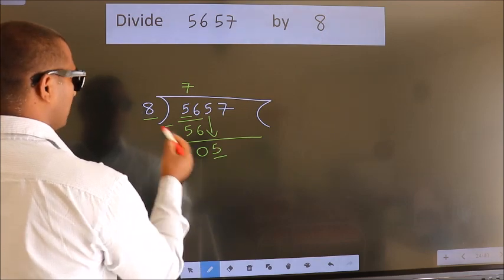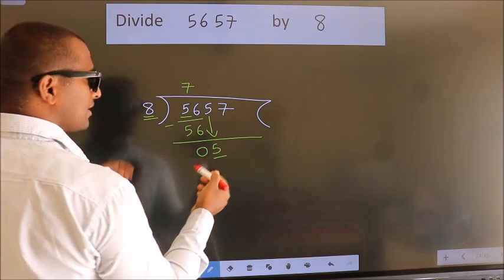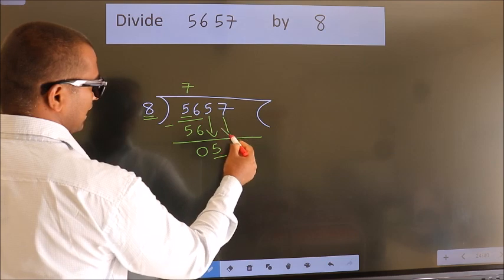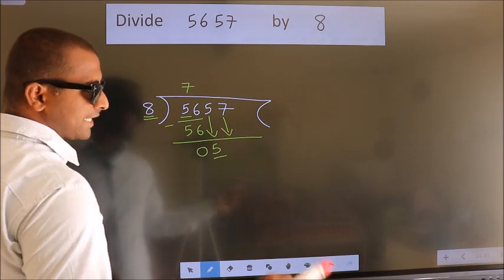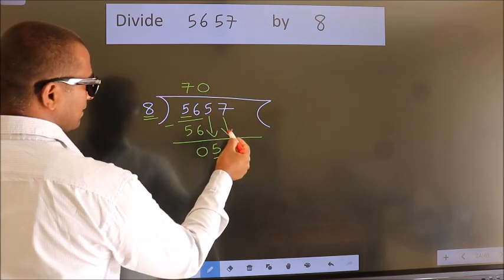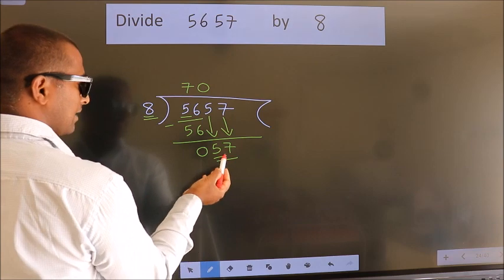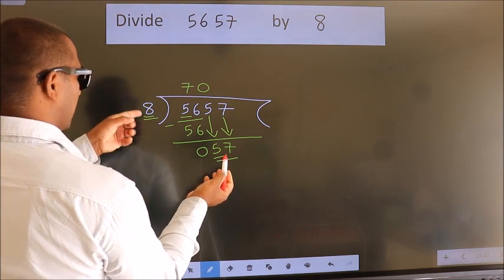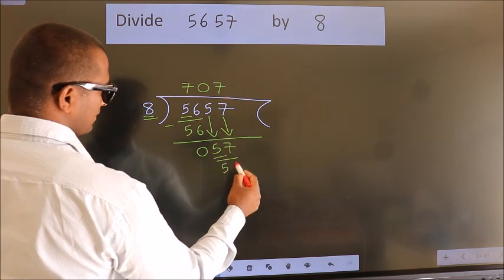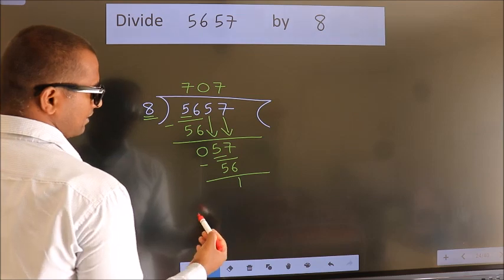Here we have 5, here 8. 5 is smaller than 8, so we should bring down the second number. And the rule to bring down the second number is, put 0 here, then only we can bring down this number. So 57. A number close to 57 in the 8 table is 8 sevens 56. Now we subtract, we get 1.